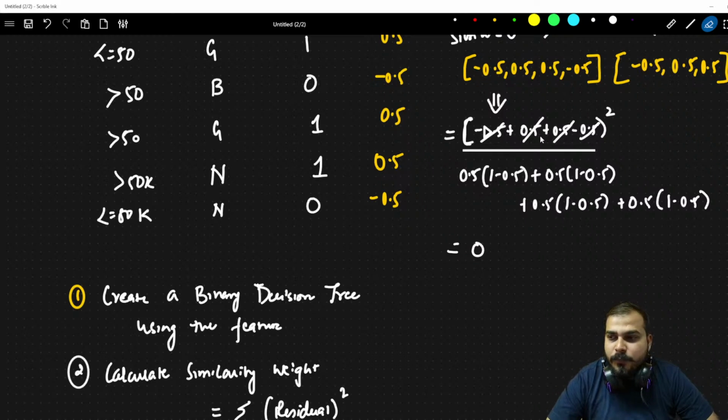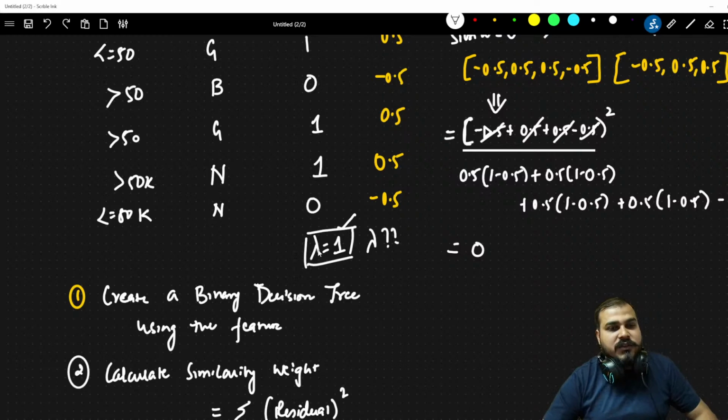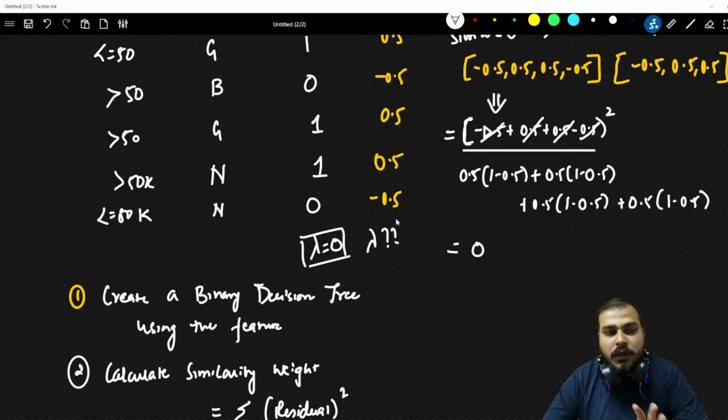Then plus 1. Now you may be wondering where the lambda value is. We will initially initialize lambda as 1. I'll talk about this hyperparameter. Let's consider it as 1. So here plus 1 or plus 0. Let's consider lambda value 0 for right now. I'm just going to make lambda equal to 0. I'll talk about it later because it is a kind of hyperparameter.